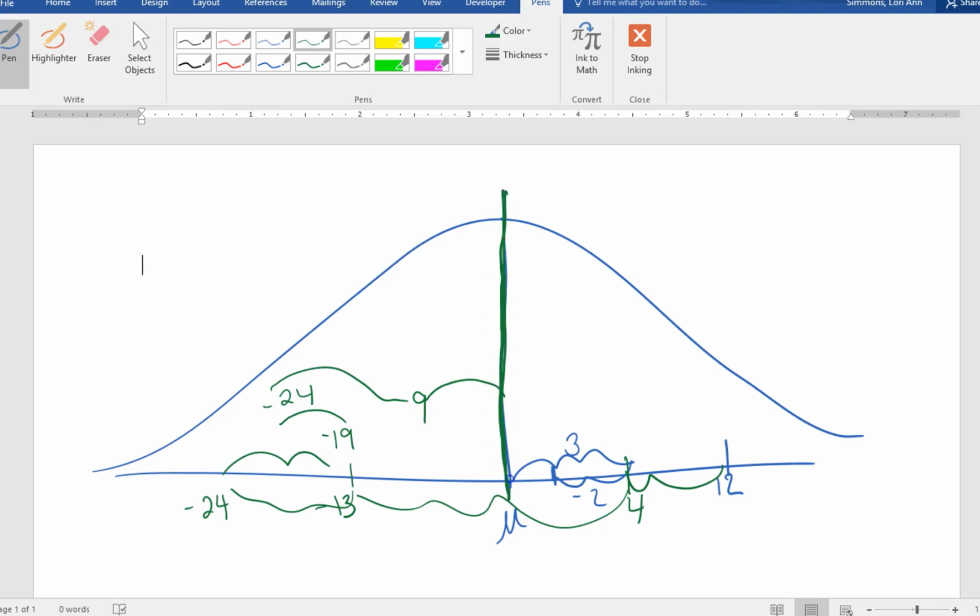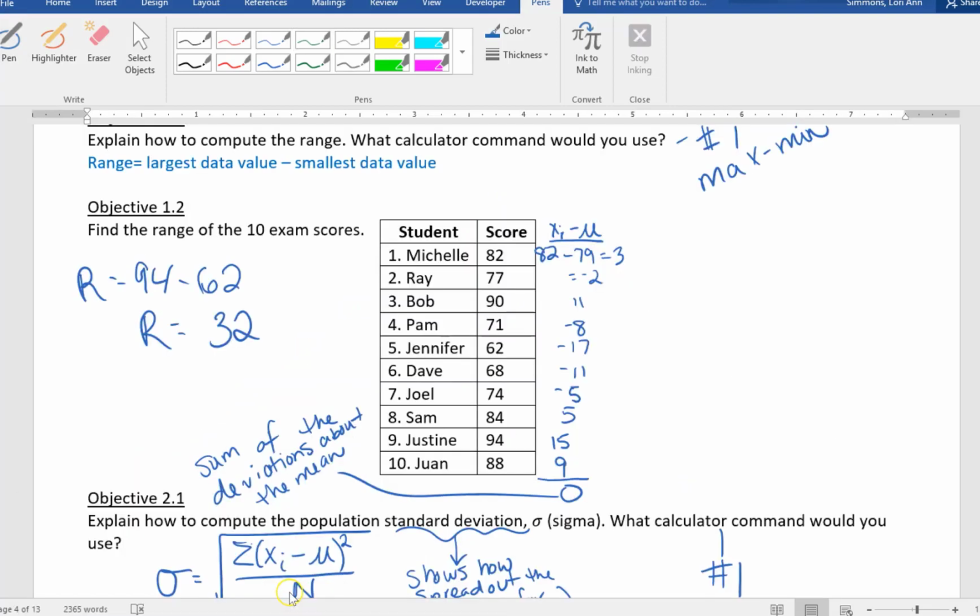So all it's saying is all those deviations, it's always going to bring you back to the mean. So that's why it's 0, and it will always be 0. So I hope that visual helped you. I was just explaining that that's how we get to 0.